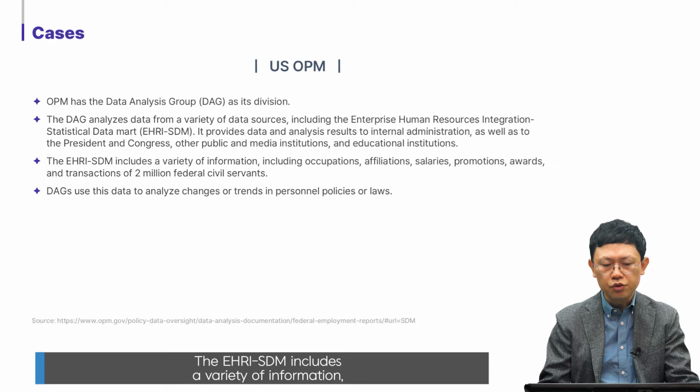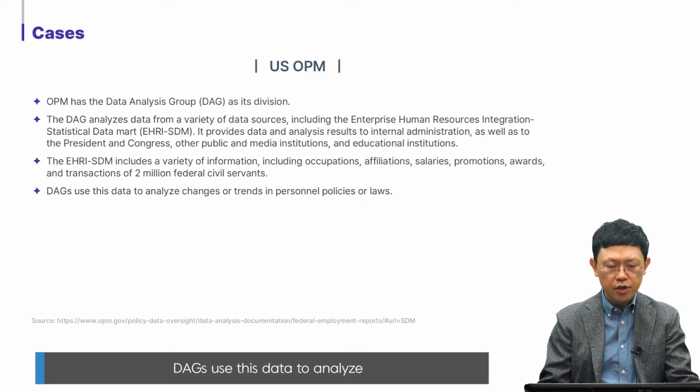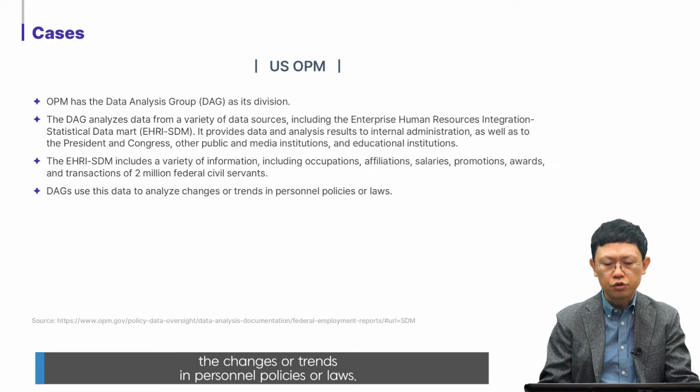The EHRI-SDM includes a variety of information, including occupations, affiliations, salaries, promotions, awards, and transactions of 2 million federal civil servants. The DAG uses this data to analyze changes or trends in personnel policies or laws.